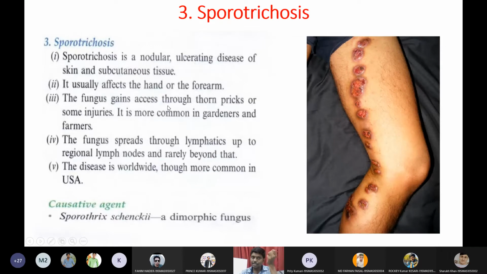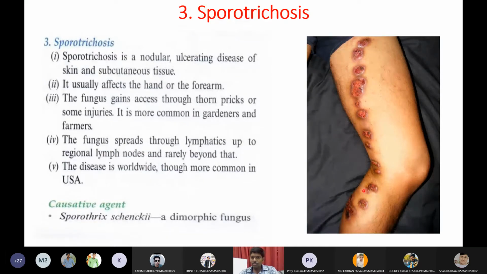The fungus gains access through thorn pricks or some injuries. Thorn means the plant's needle. Through that needle injury, this fungus will enter into our body. It is very common in gardeners and farmers. The fungus spreads through lymphatic vessels, and it will stay in the regional lymph nodes. So first the fungus will gain access into the lymphatic vessel, and then the lymph nodes.